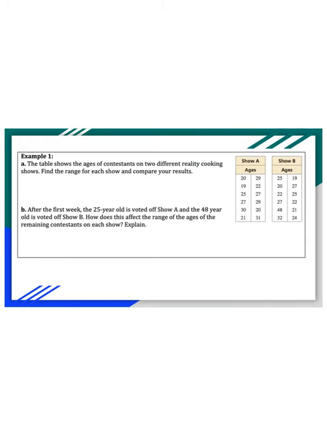For our example here, the table shows the ages of contestants on two different reality cooking shows. We'd like to be able to find the range for each show and then compare our answers. In order to find the range, we want to find the oldest and the youngest age for each show and then subtract them. For show A, the oldest contestant is 31, whereas the youngest contestant is 19. If we subtract those two values, 31 minus 19, then we get 12. So the age range for show A is 12 years. That's what separates the oldest and the youngest individuals.